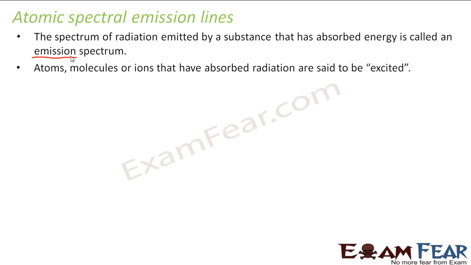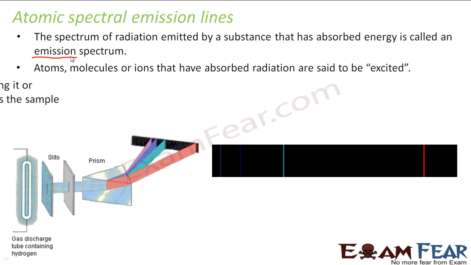Atoms, molecules or ions that have absorbed radiation are said to be excited. That means when we talk about the different energy levels, we talk about the ground state. Ground state means the most stable state where the atom is completely at ease. It is relaxing. It has neither absorbed energy nor released energy. But once that atom absorbs some energy, it goes to a higher energy level and we say that the atom is excited, right? So whenever an atom, molecule or ion absorbs radiation, we say that it is excited.